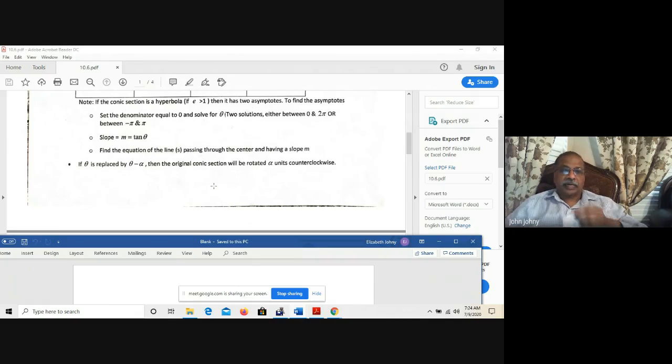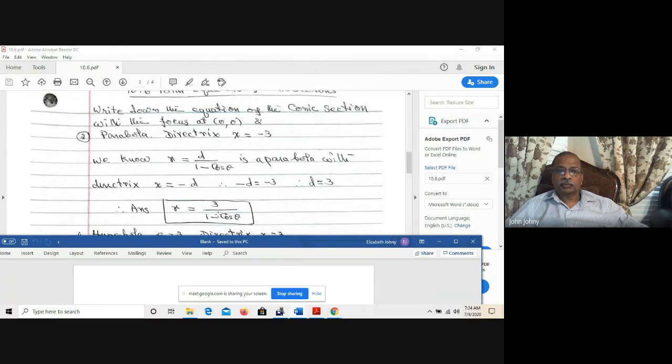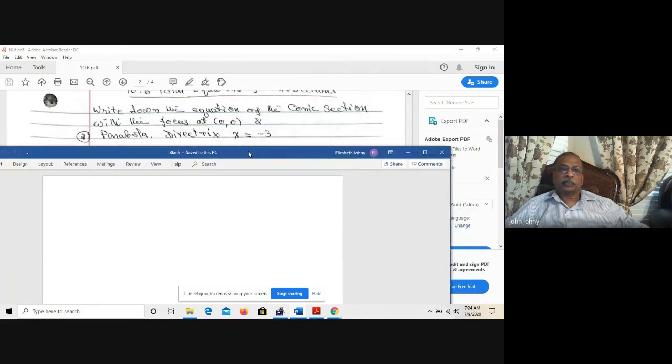Then, if theta is replaced by theta minus alpha, then the original conic section will be rotated alpha radians counterclockwise. That is all the theory. So now we are going to work out the problems from the textbook.